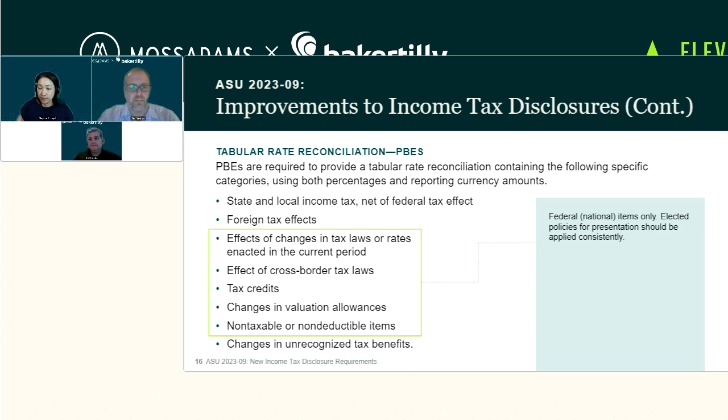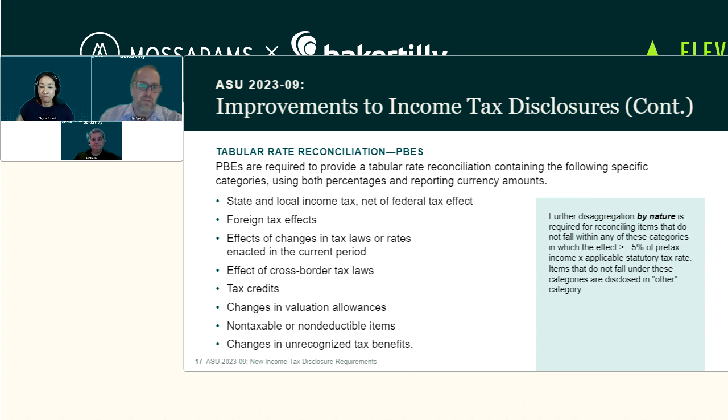And then for other items that are non-taxable or non-deductible, you could end up with items that don't really have a clear place to land. Some of those things include excess tax benefits of stock options, where a part may be related to foreign and other parts may be more suited here, or you may want to put it in other if it doesn't really belong in either category. And so that's this last point: to the extent you have other items, you would want to further disaggregate by nature the reconciling items to the extent that they meet that 5% threshold test.